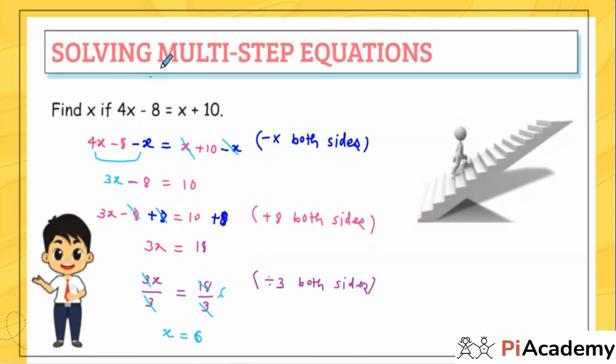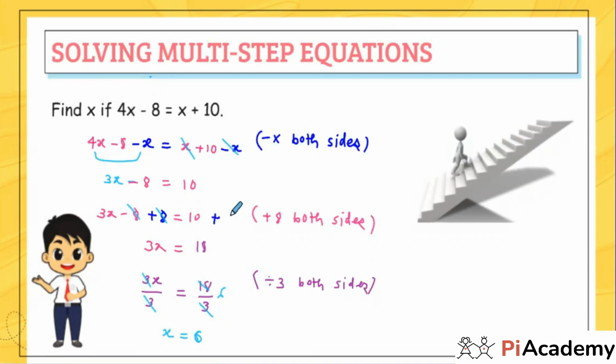Now raise your hand if you have any problem. Otherwise, please remove your hands. Okay, Kaushal, what is your doubt? My doubt is, the question says 4x minus 8 equals x plus 10. Then I don't understand why it was positive x and then the minus x.